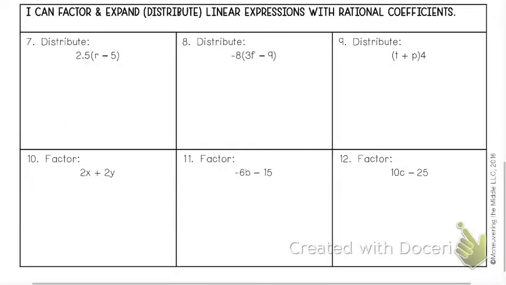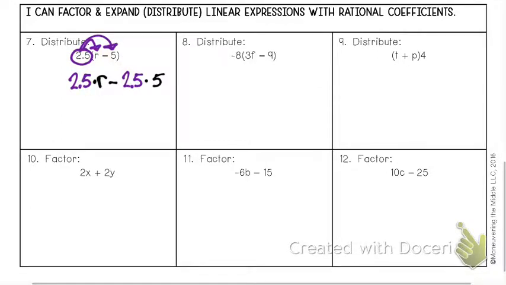All right, next type. I can factor and expand, meaning distribute, linear expressions with rational coefficients. So starting out on this one, anytime we distribute, we circle the number and the sign out in front, and then we draw arrows to the problem and multiply. So 2.5 times r, and then minus 2.5 times 5.